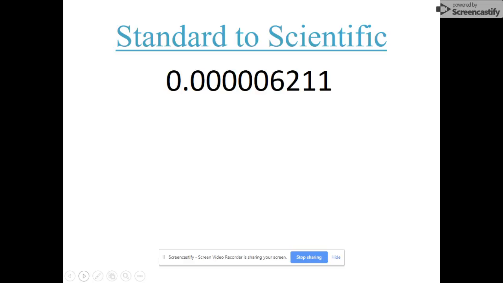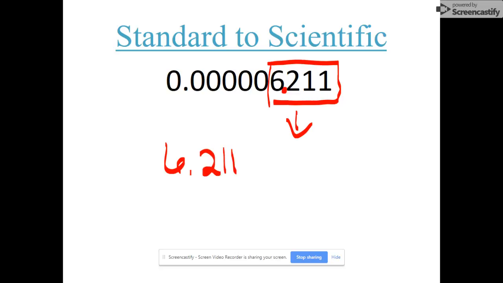Let's look at another example. If you look over on the left-hand side, this time we have a very small number that's less than 1, 0.00006211. Let's go ahead and follow our steps again. So go ahead and put a box around your non-zero numbers. In this case, my non-zero numbers are 6, 2, 1, and 1. We're going to go ahead and put our decimal after the first number in the box. And I can go ahead and drop down my new coefficient, 6.211 times 10.